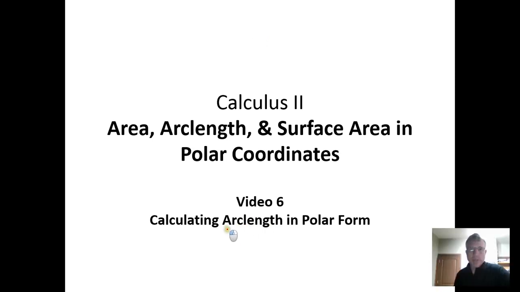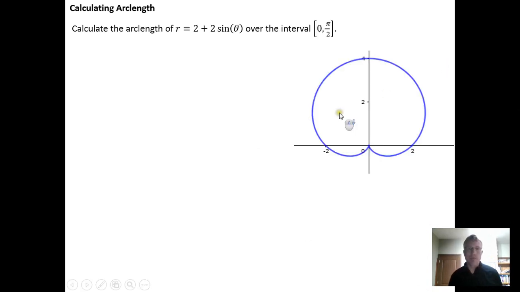So in this video we're going to go over an example of using the arc length formula to calculate the length of an arc in polar form. It says: calculate the arc length of r equals 2 plus 2 sine theta, this cardioid.